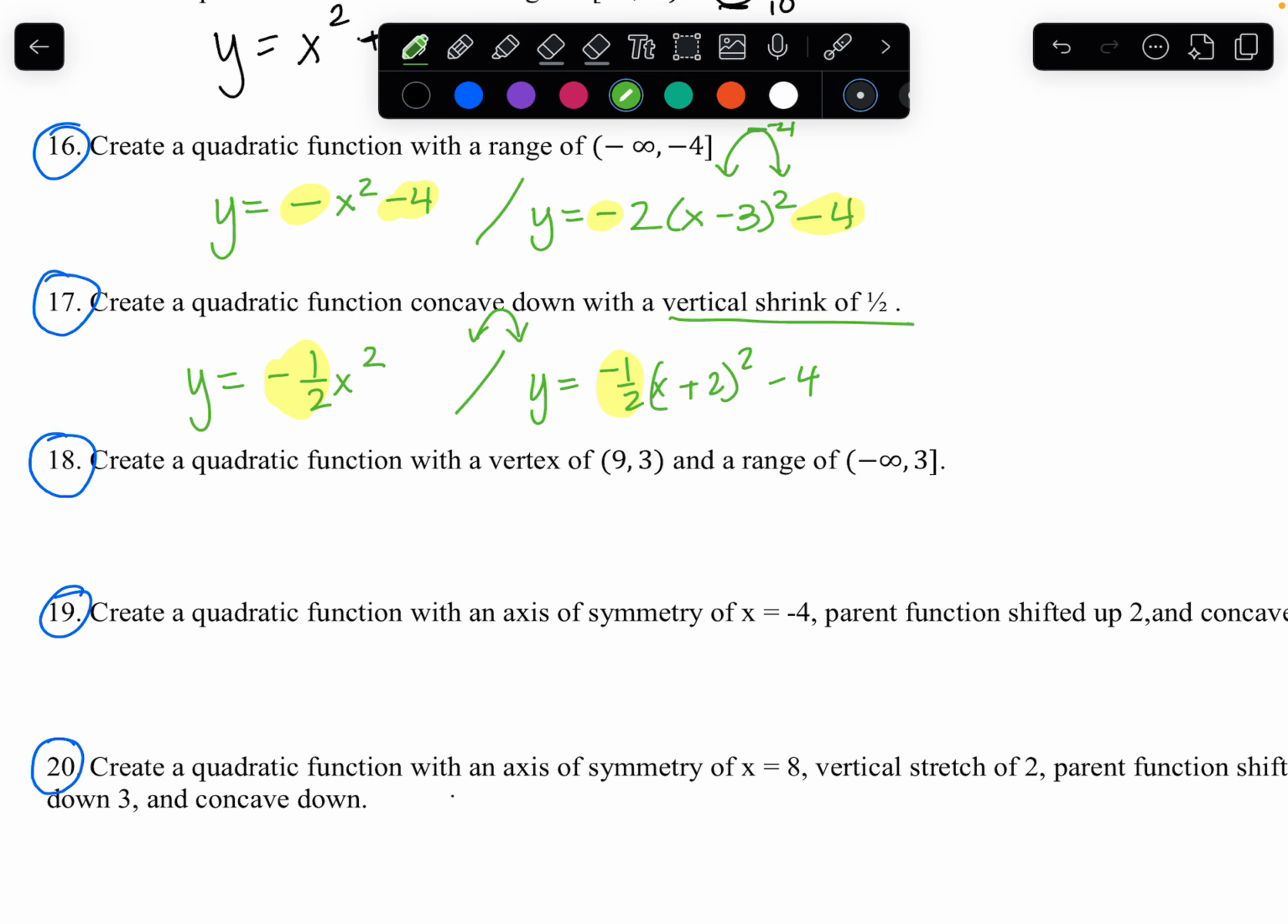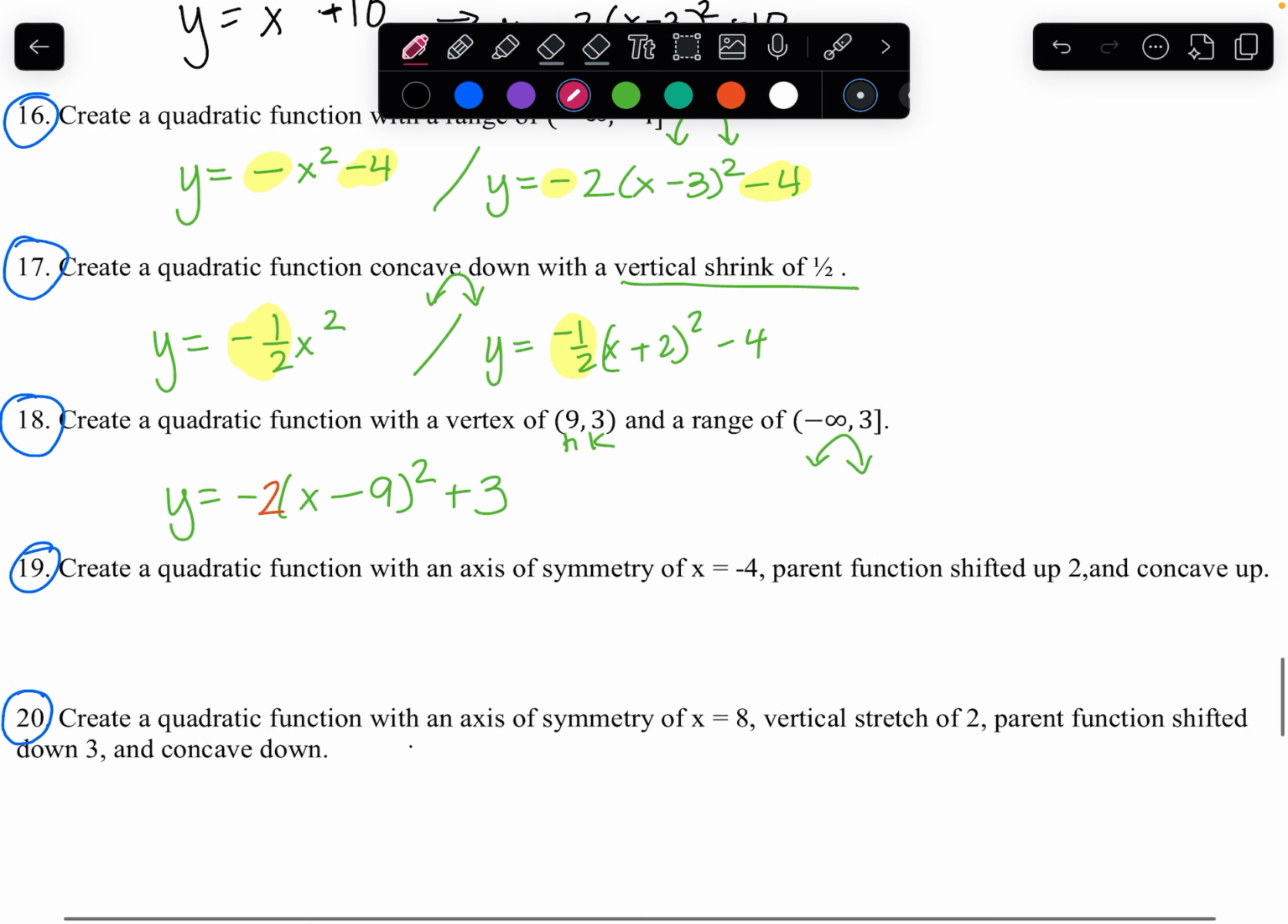From here, we have our vertex, we have our h and our k, and we have that it's concave down because of our range. So we would get y equals negative (x minus 9) squared plus 3. Again, if you want, you could add that like 2, a 1/2. Doesn't matter as long as that a value is negative.